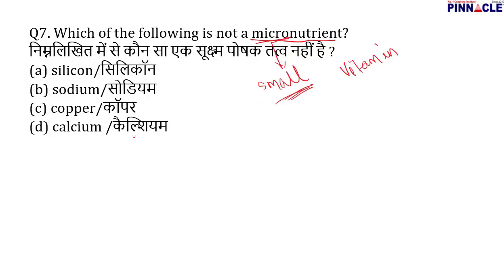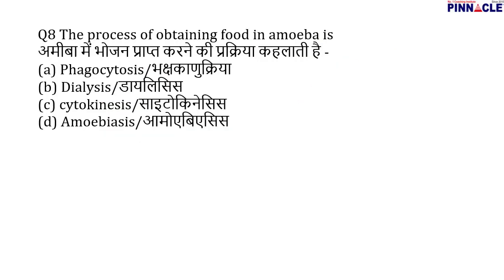And calcium is not an example of micronutrient. All silicon, sodium and copper are examples of micronutrient, but calcium is not an example of micronutrient. So question number 7, D is the correct option. Now moving to question number 8. The question number 8 is, the process of obtaining food in amoeba is.